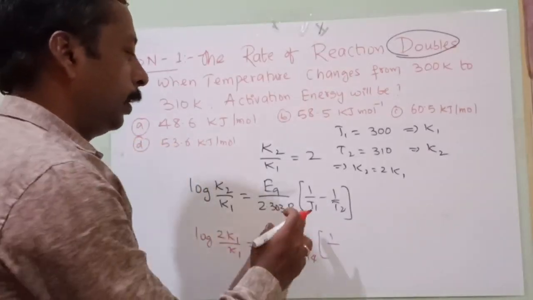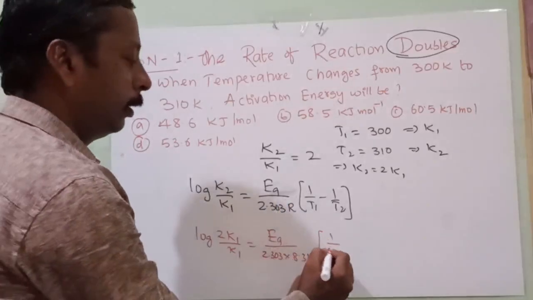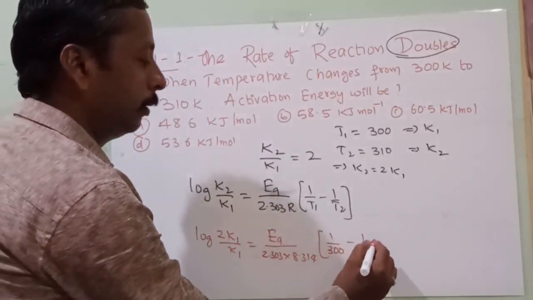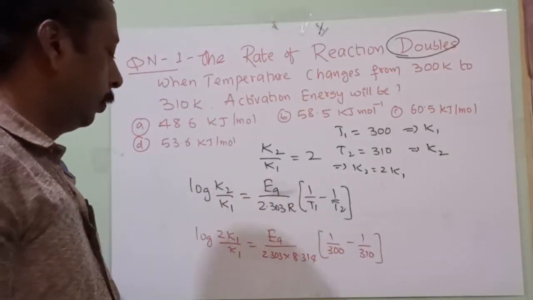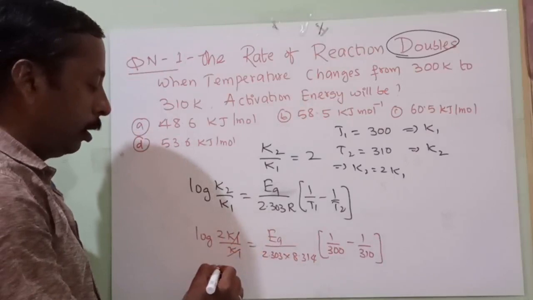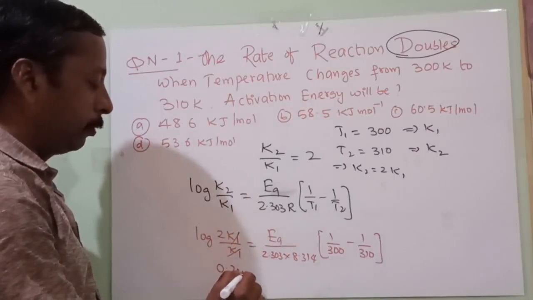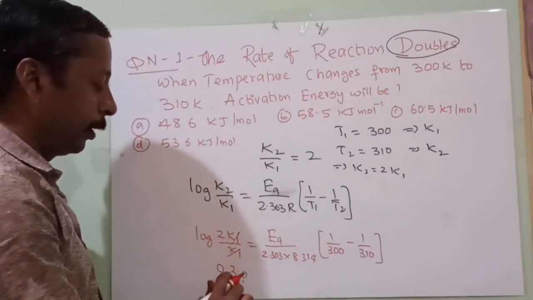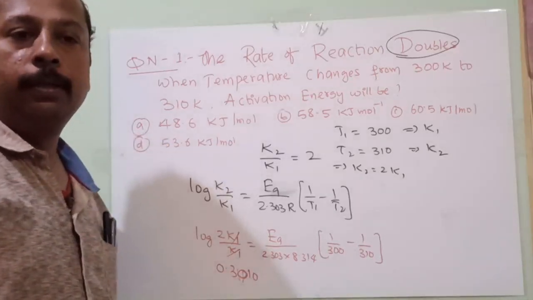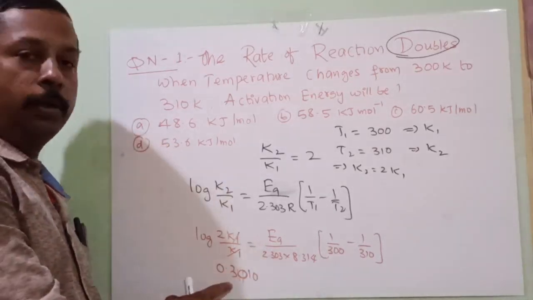Okay. Then T1. What is the T1 here? It is 300. 1 upon T2, how much is it? 310. Okay. So this K1 and K1 will get cancelled. Log 2 is the thing which every student must remember. Log 2 is how much? 0.3010. Is it visible to all of you?